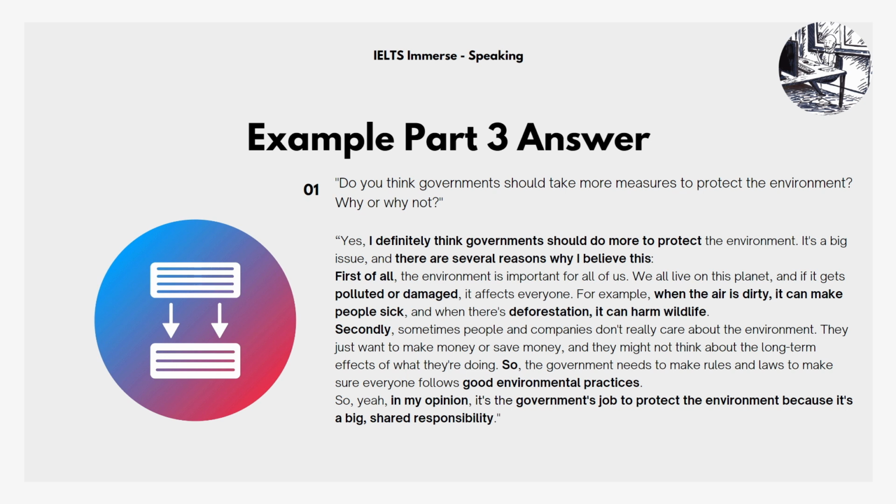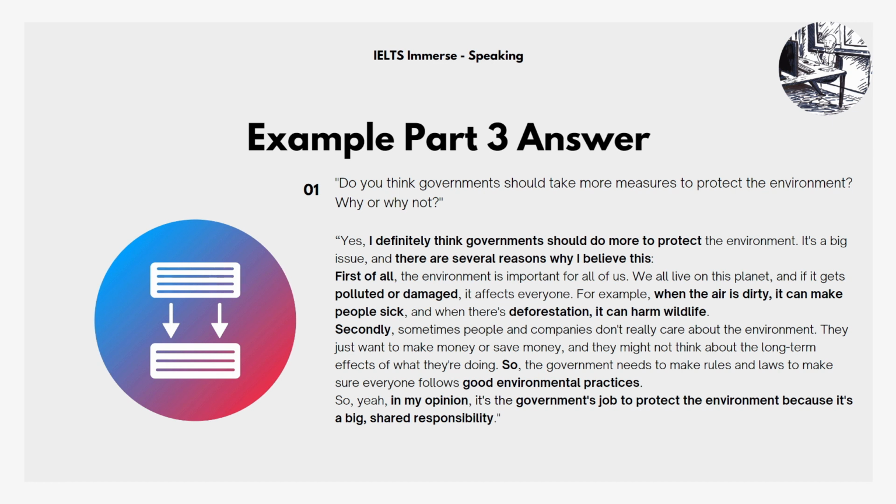The next sentence, "It's a big issue and there are several reasons why I believe this." This sets up the structure to your answer very nicely. Your answer for part 3 is always going to include a couple of reasons. So make those points and support it with evidence. There's a nice transition word, first of all, that's my first point. And I'm talking about if we all live on the planet, it can get polluted or damaged and it can affect everyone. For example, providing extra detail, when the air is dirty, it can make people sick. And when there's deforestation, it can harm wildlife.